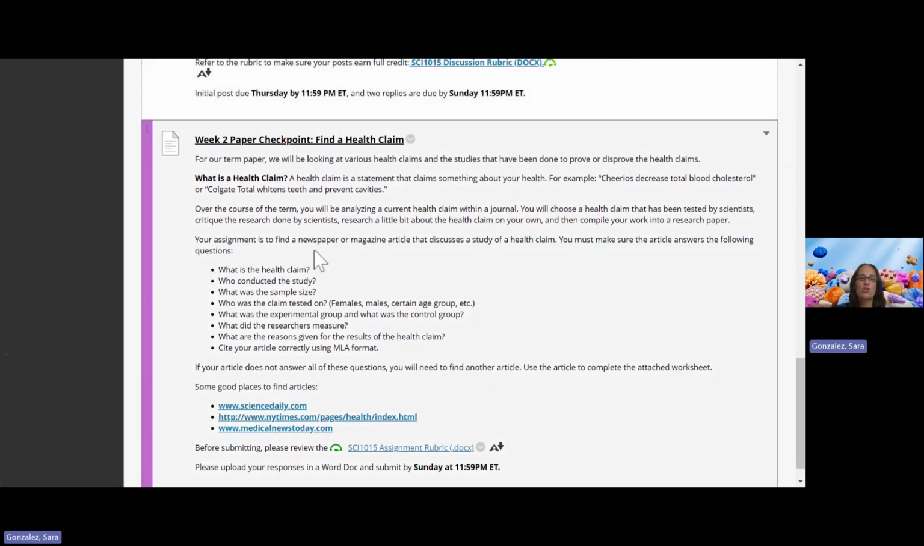So your assignment is you're going to find a health claim. First, you're going to tell us what the health claim is, who conducted this particular study, what the sample size was, and who this claim was tested on. Was it males? Was it females? Was it a certain age group that they were looking at? What was the experimental group? What was the control group? What did they find? What did they measure? And the reasons for those health claims.